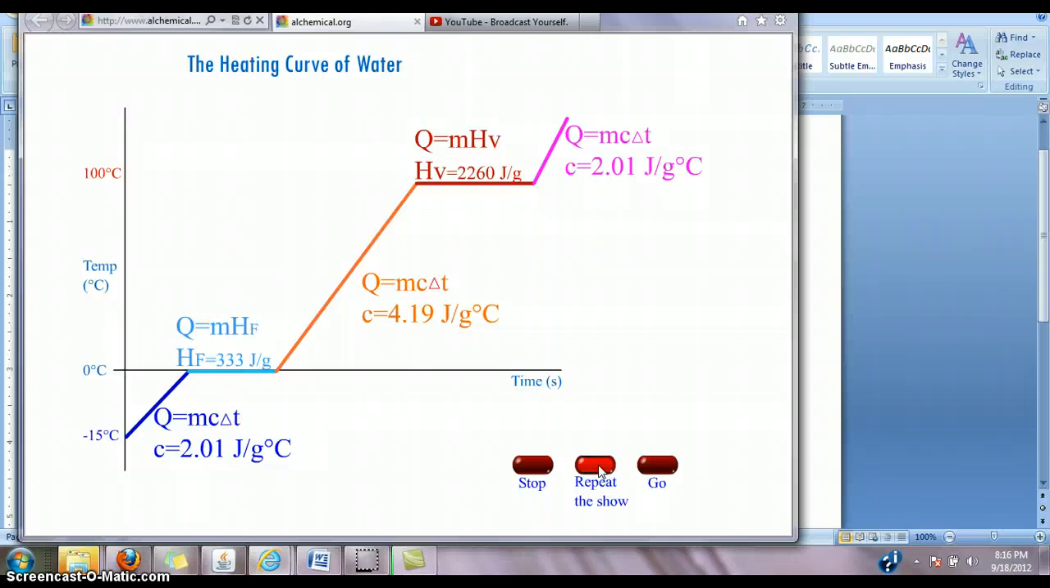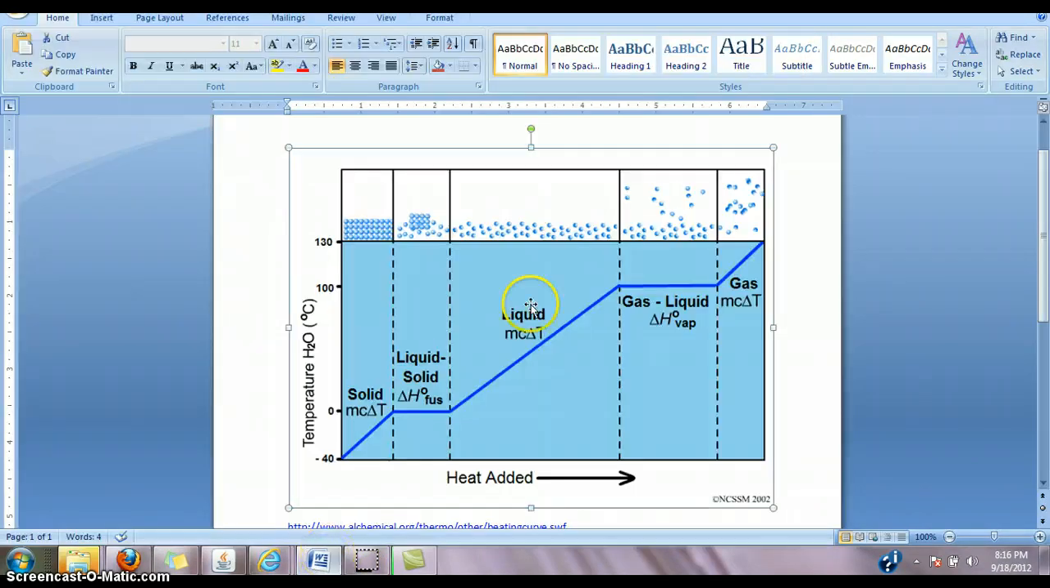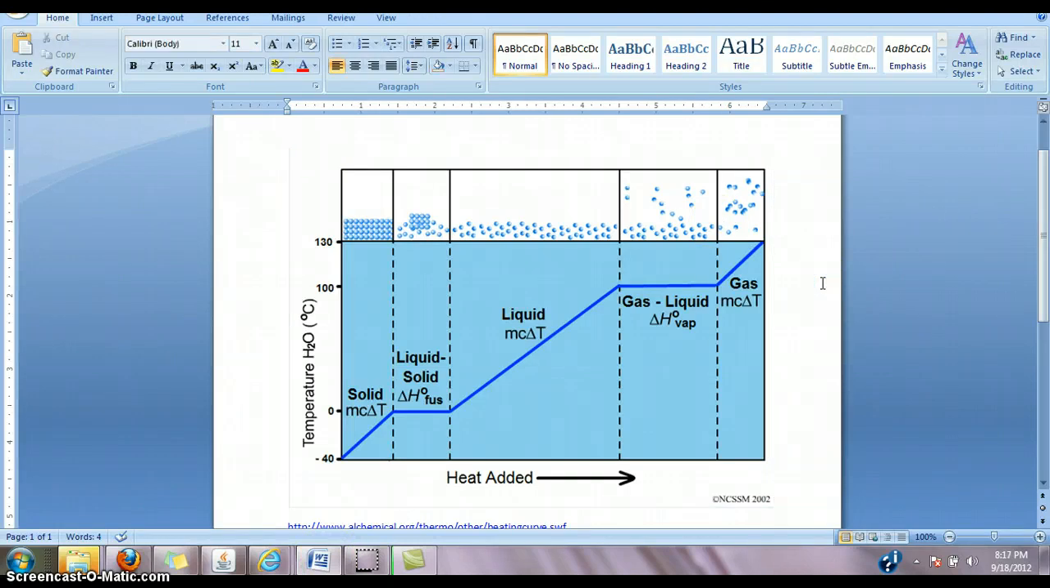Now, don't get too bogged down in these equations. I like the animation, so I wanted to show you that. Here's another thing I wanted to show you guys. This is the same type of thing.